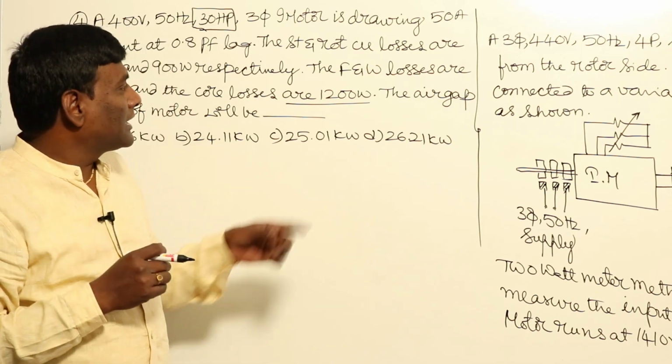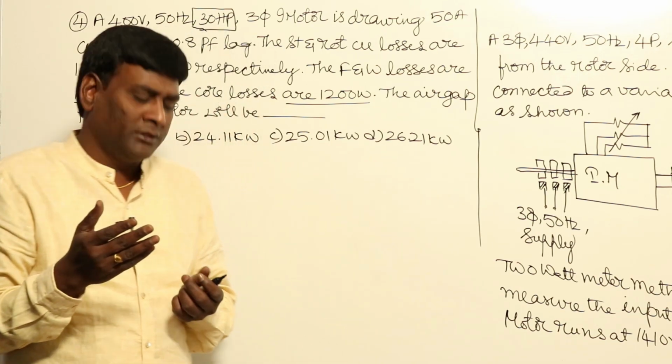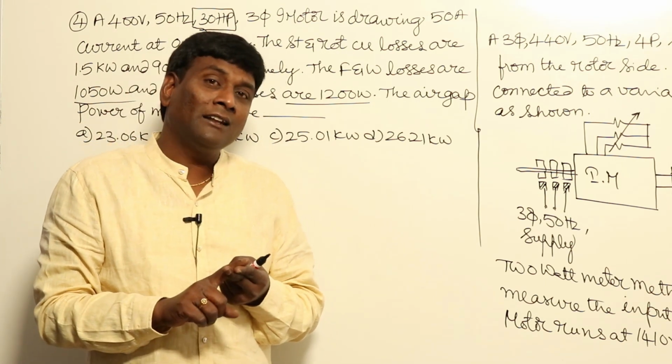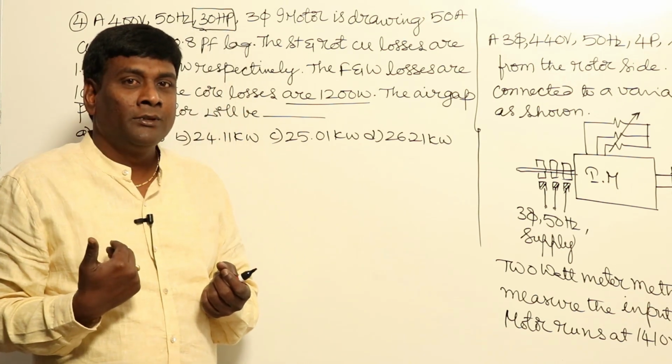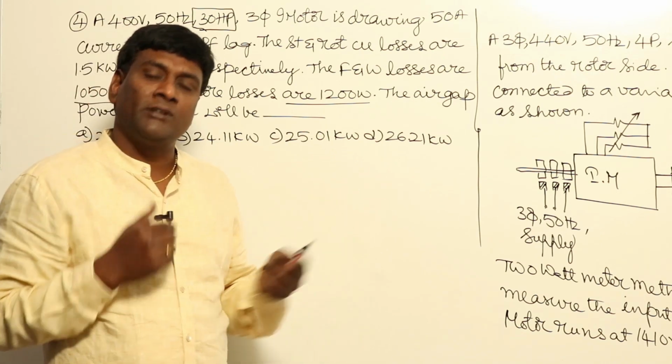For example, if they combinedly give rotational losses, what is meant by rotational losses? Rotational loss is nothing but the stator core loss and the mechanical losses. Under that condition, stator power input minus stator copper loss is going to be the air gap power.